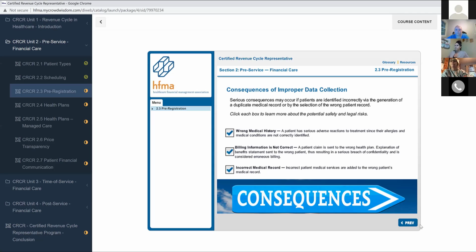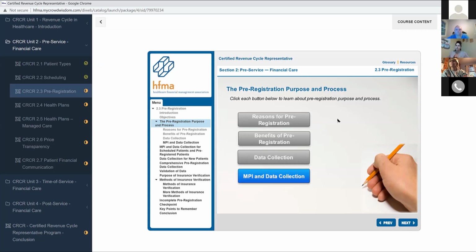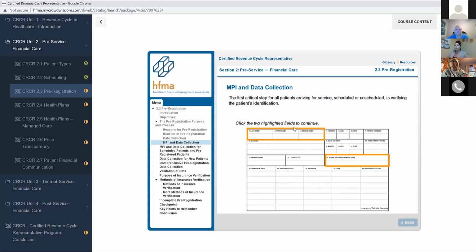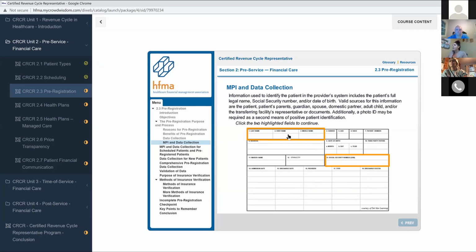And then MPI and data collection. The first critical step for all patients arriving for services, scheduled or unscheduled, is verifying the patient's identification. If we click the highlighted fields, it'll tell you last name, first name, middle name, and the date of birth. And then you would want the social security number. Once identification is validated, remaining registration processing is completed based on pre-registered or unscheduled status.